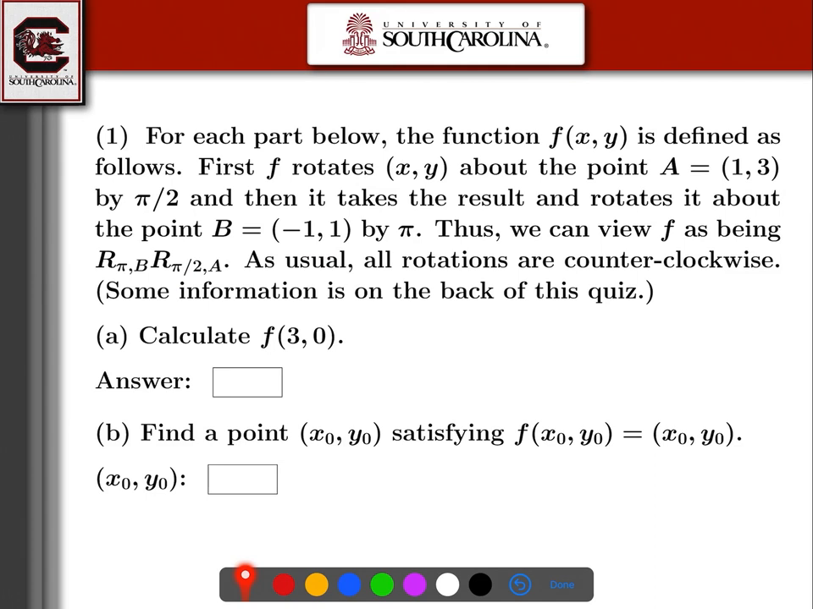Part B, we want to find a point x naught, y naught such that f of x naught, y naught is x naught, y naught. So it's fixed by these rotations. So we start out with x naught, y naught. After we do both these rotations, we're back at x naught, y naught. So let's look at part A first.